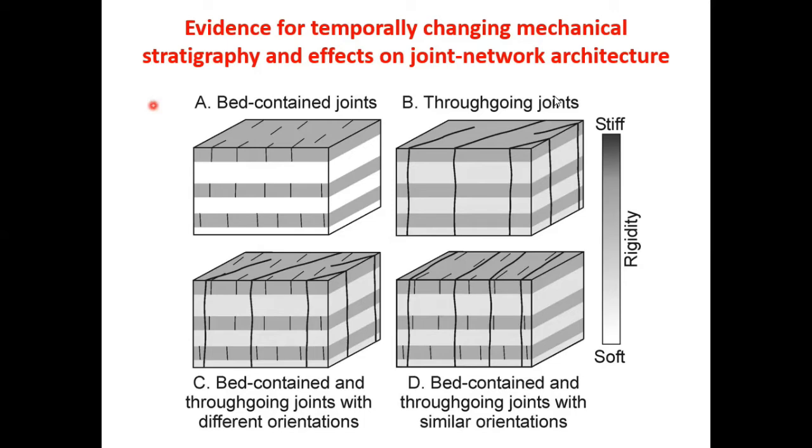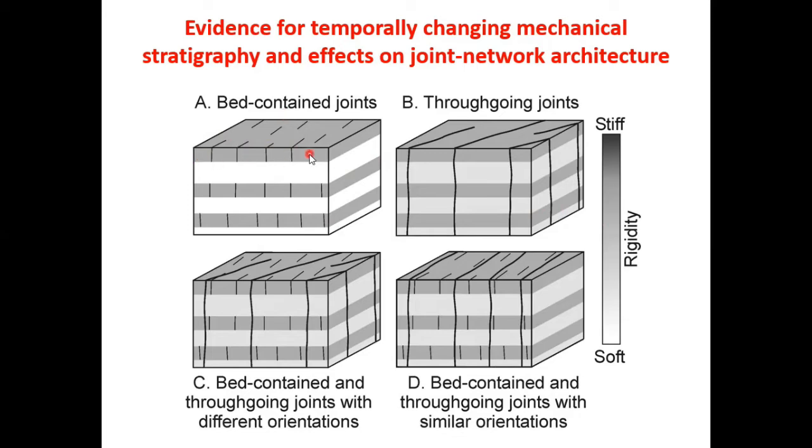Joints can form depending on the rigidity of the beddings or layers. These joints can form as a continuous structure, or they will be just confined within one single layer. So here on this slide, you can see this light, white color refers to soft, and darker colors refer to stiff rock layers. Here we have these layers with different rigidity. So some layers are soft and some layers are really hard and stiff.